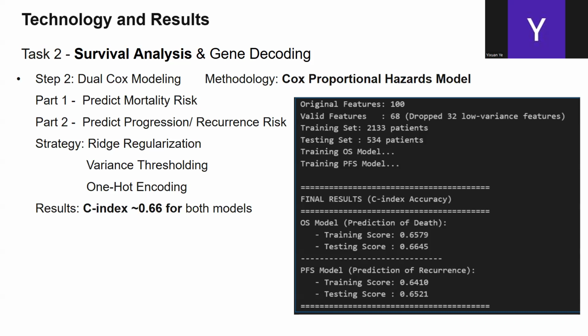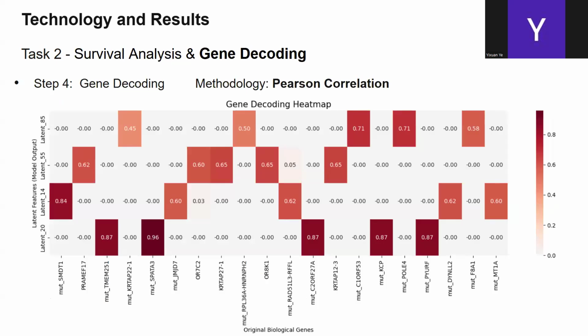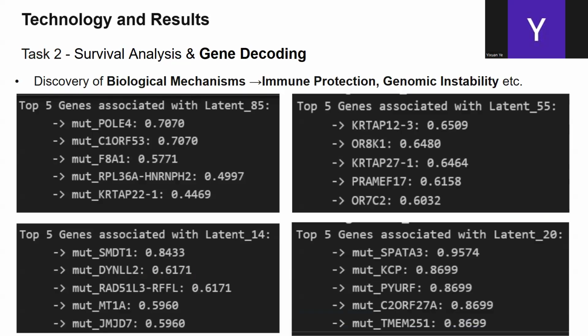prediction without overfitting. Then to decode the biology, we used a tornado plot to identify dual threats, features that are both driving death and progression. By correlating these features back to the raw genes, we found that AI automatically revealed some underlying mechanisms of cancer biology. For example, our strongest protective factor, latent 85, correlates highly with POL mutations. In biology, these mutations trigger a strong immune response, leading to a better prognosis, exactly as our model predicted.